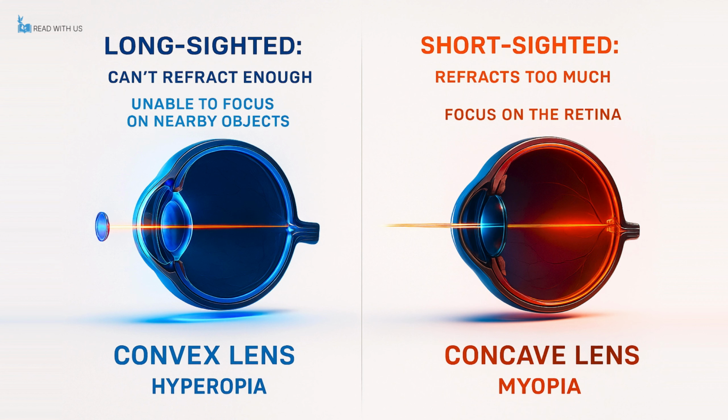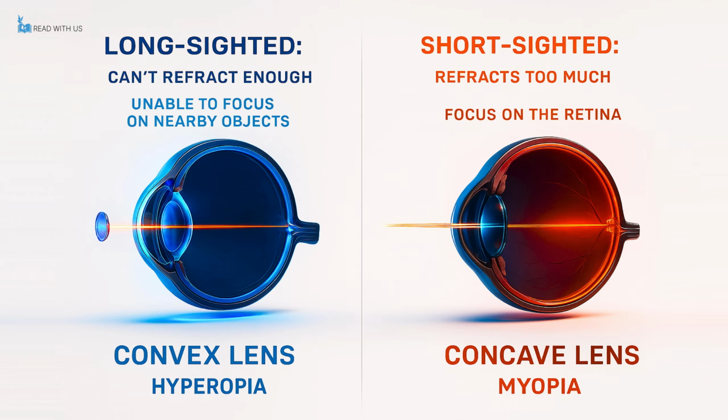To fix this, glasses with concave lenses are prescribed. These lenses spread the light rays out slightly before they reach the eye, counteracting the excessive bending by the natural lens and helping the image to focus precisely on the retina. The medical term for long-sightedness is hyperopia, and for short-sightedness, it is myopia.